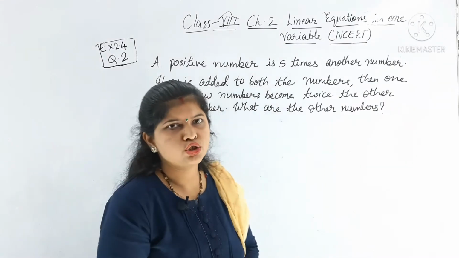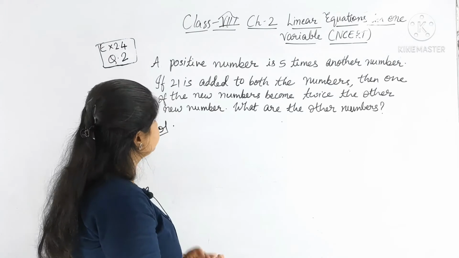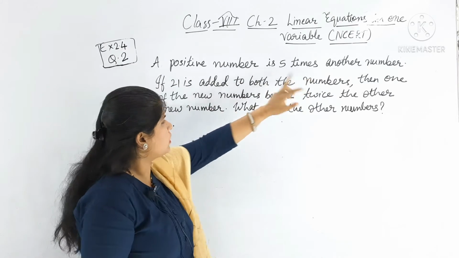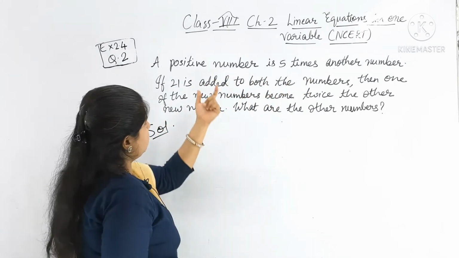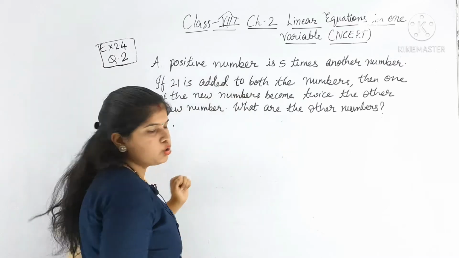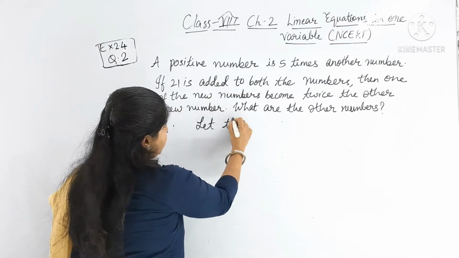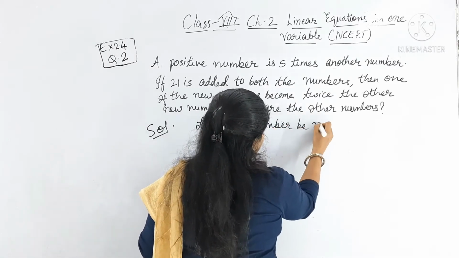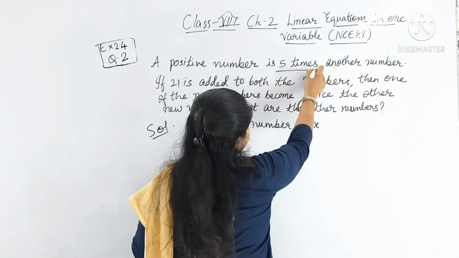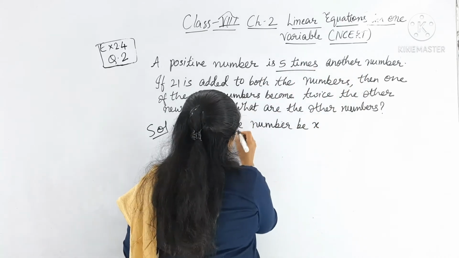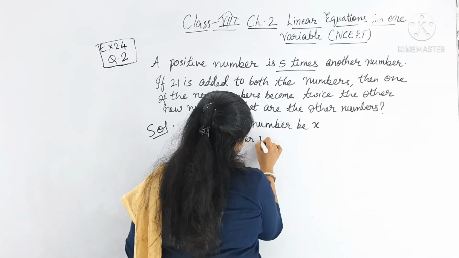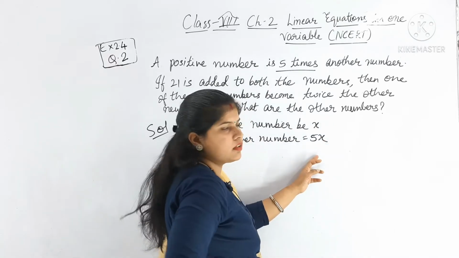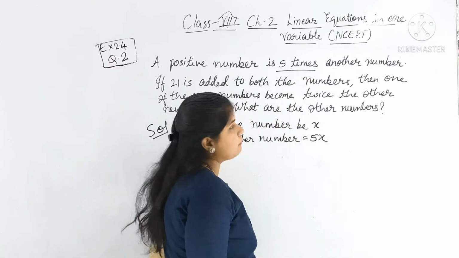Okay students, now let's see question number 2. Here we have to read step by step. A positive number is 5 times another number. So what is it talking about? The number. So we have to assume, let the number be x. Here what is written? 5 times the other number. So the other number is equal to 5x. I can write this because 5 times means multiplication.